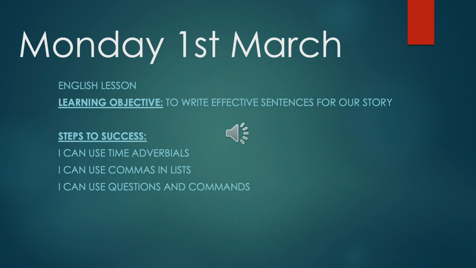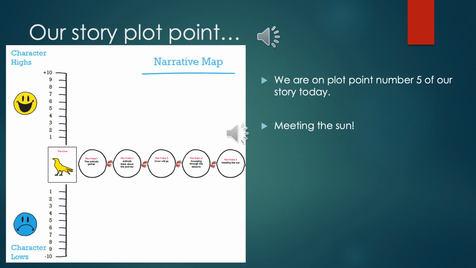Hello! Today we are going to write effective sentences for our story. To be successful today, you will use time adverbials, commas in lists, and questions and commands. We are on plot number 5 of our story today, Meeting the Sun.